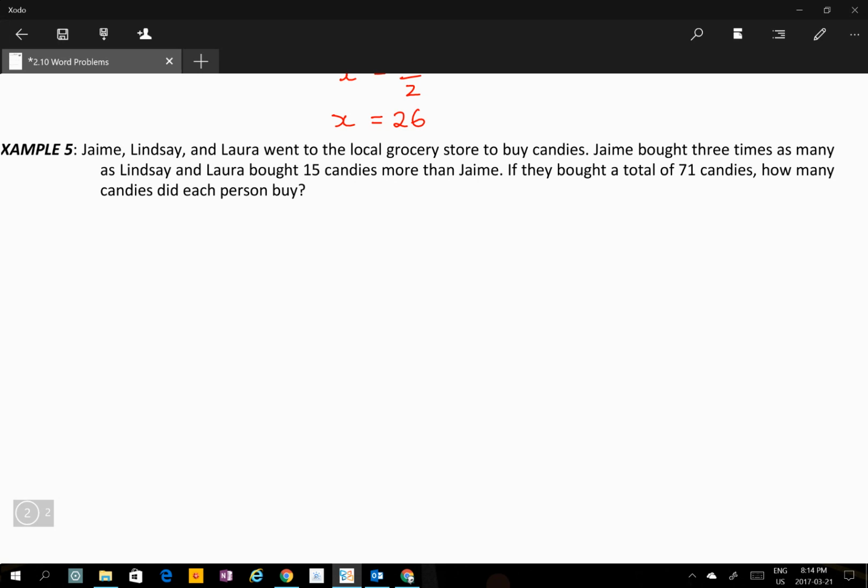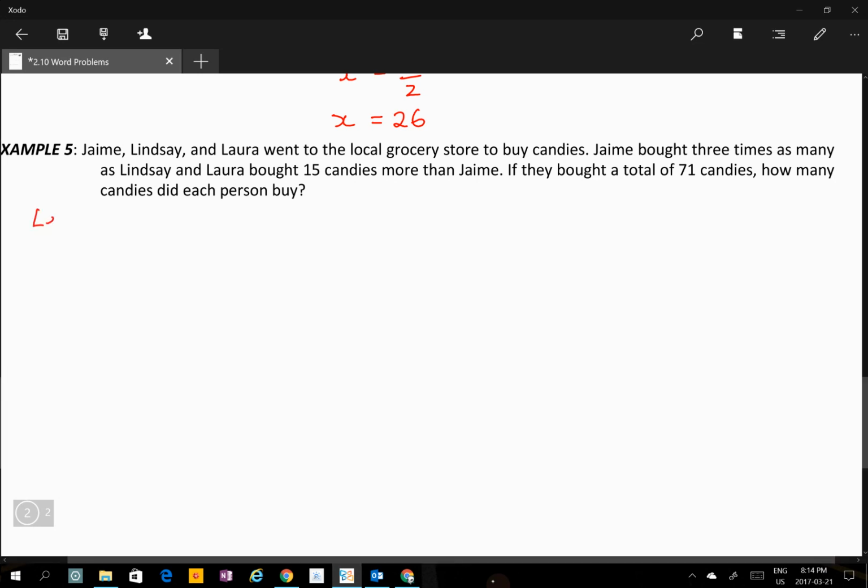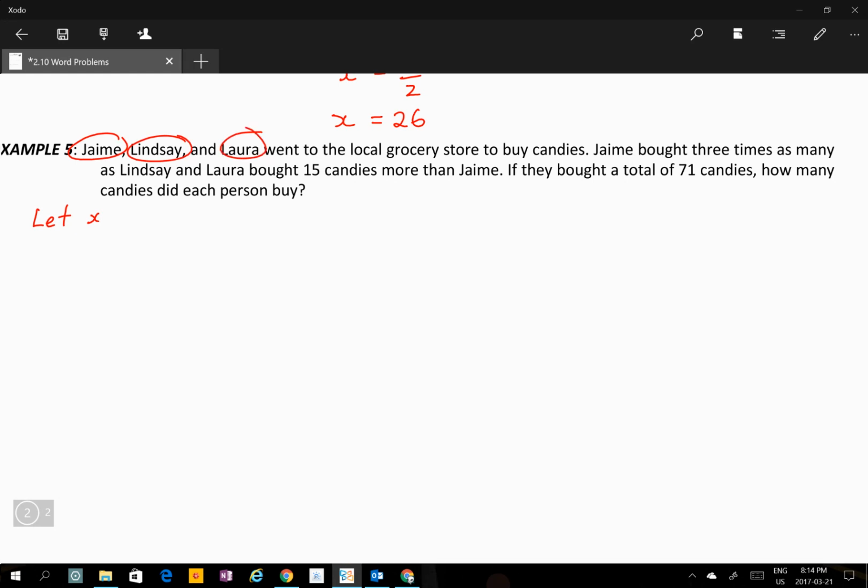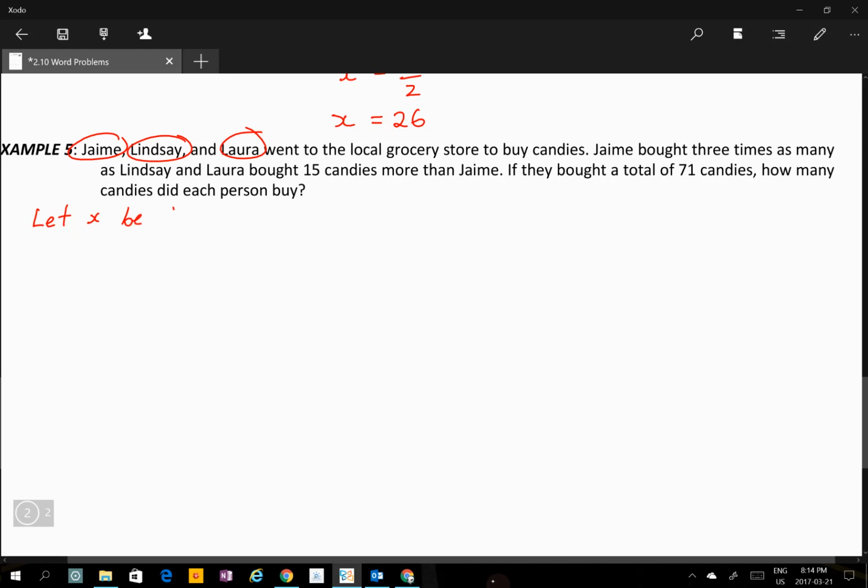Okay, a lot of words. Kind of have to break it down step by step. So I'm going to create multiple let statements here. I have Jamie, Lindsay, and Laura, so it makes sense that I may have to make 3 let statements for each of these. So let x be the number of candies Lindsay bought.